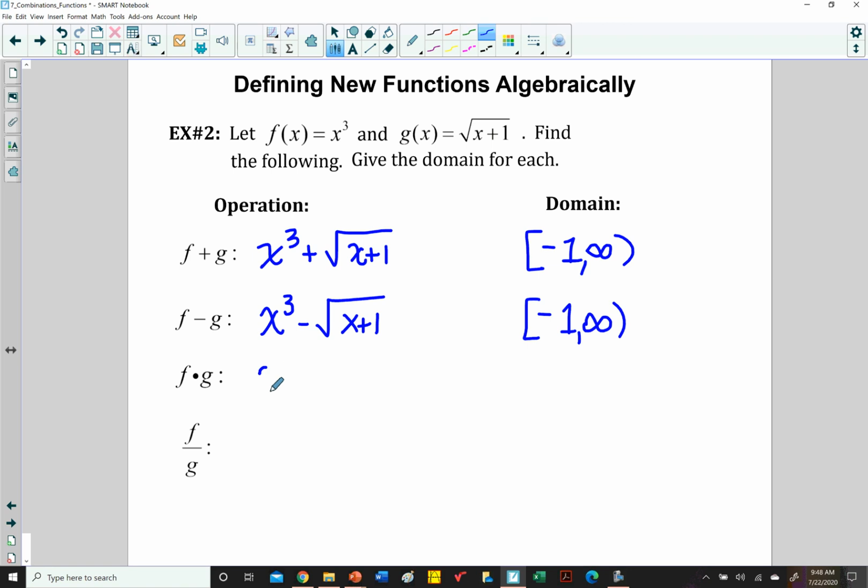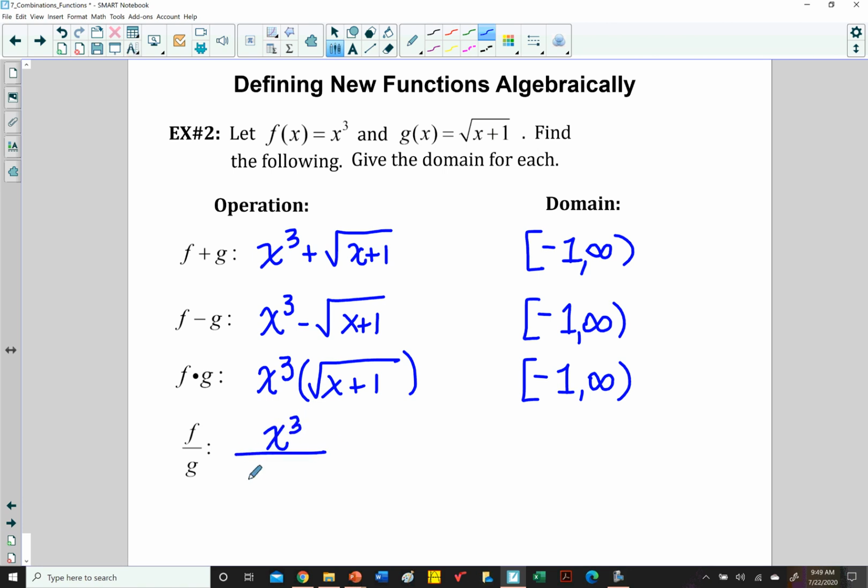The product, not much different, just x cubed times the square root of x plus 1. Same situation, overlapping domains. But here's our problem. If we divide f of x by g of x, now I've got a different problem. I can't have a 0 down here, so we cannot include negative 1, and the overlapping domain looks a little bit different. We've got to exclude the value negative 1.